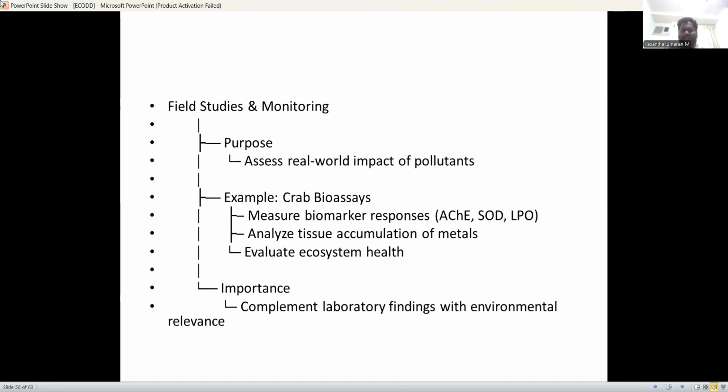So we should assess the real world impacts of the pollutants. For example, as I said, in crab we are taking the ACH, ASO, LPO. I have said it a number of times, you will get bored if I say again that we should take the tissues and analyze what other metals are there. We should evaluate the ecosystem health and all those things. Importance: we should know the laboratory findings and environmental relevance, and we should document all of it.